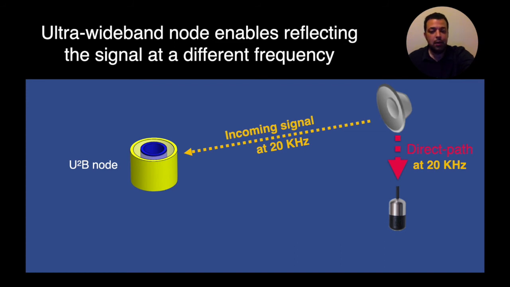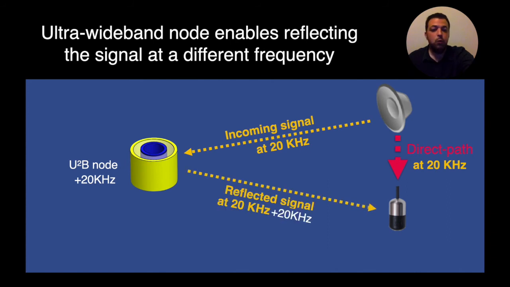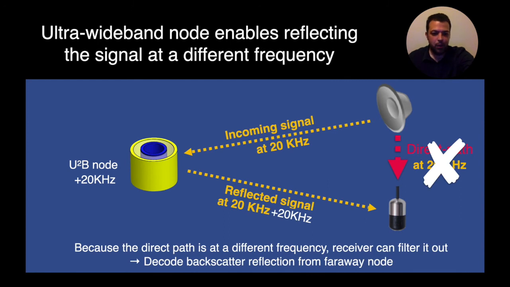So let's say the node can backscatter at 20 kHz, then the reflected signal to the receiver will have a frequency of 20 plus 20, or 40 kHz. And in this case, to enable detection of this tiny backscatter signal, the only thing that the receiver needs to do is to apply a high-pass filter to remove the signal at 20 kHz.